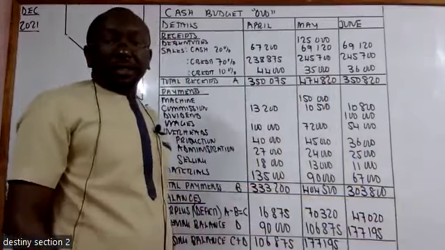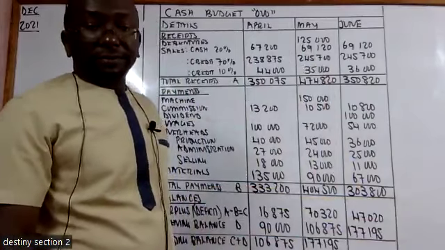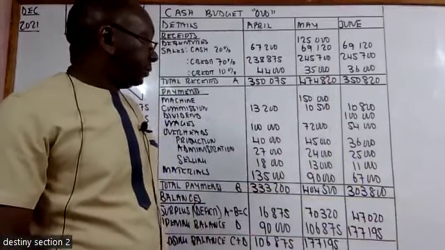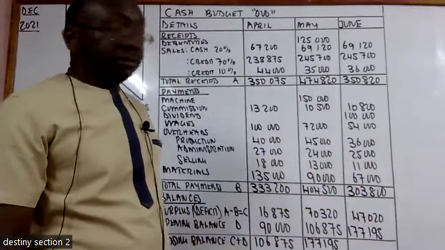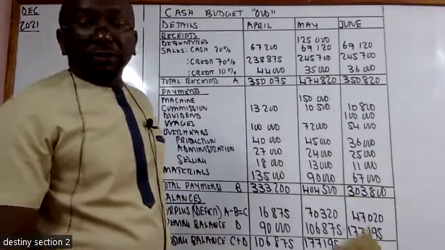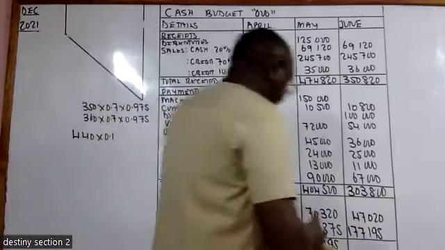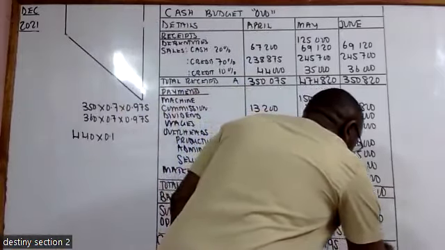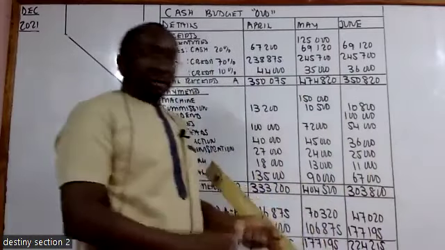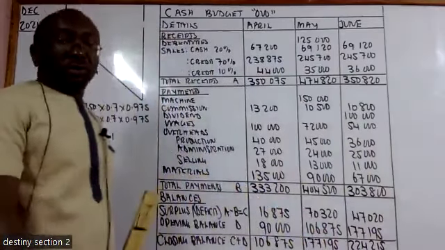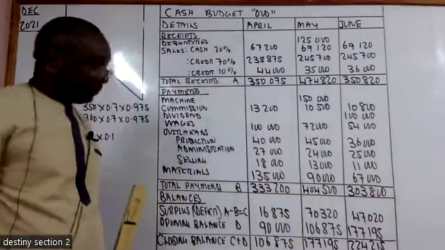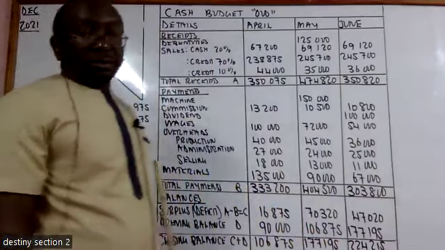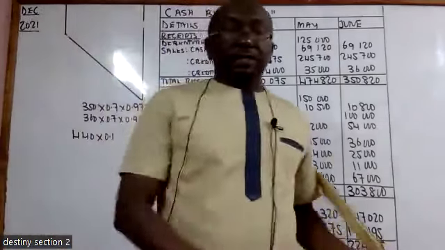You get to what? 224,215. So that is how you do a cash budget.